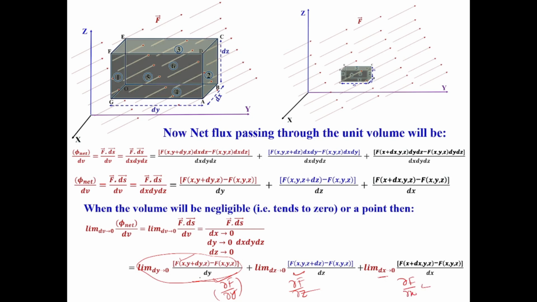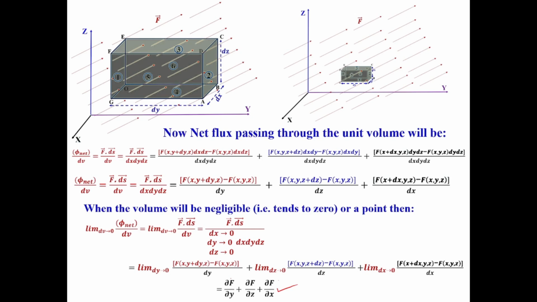That we know. This is nothing but, when limit dy tends to 0, only the y component changes with respect to dy. This is simply the change of function with respect to y. This is the change of function with respect to z, change of function with respect to x. Same thing I have written in the next slide. Here itself I have written, this is your del f by del y, this is your del f by del z, this is your del f by del x, right?